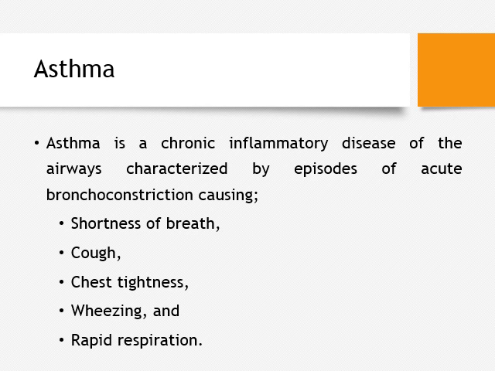So asthma is a chronic inflammatory disease of the airways that is characterized by episodes of acute bronchoconstriction. That means the bronchioles are narrowed down in asthma, and this narrowing down of the bronchioles will cause shortness of breath, coughing, chest tightness, wheezing, and rapid respiration.